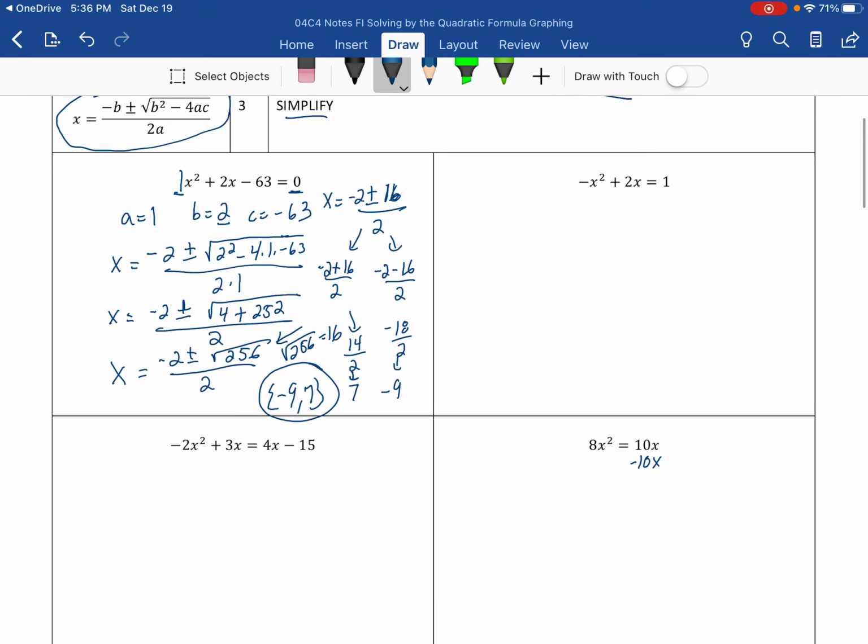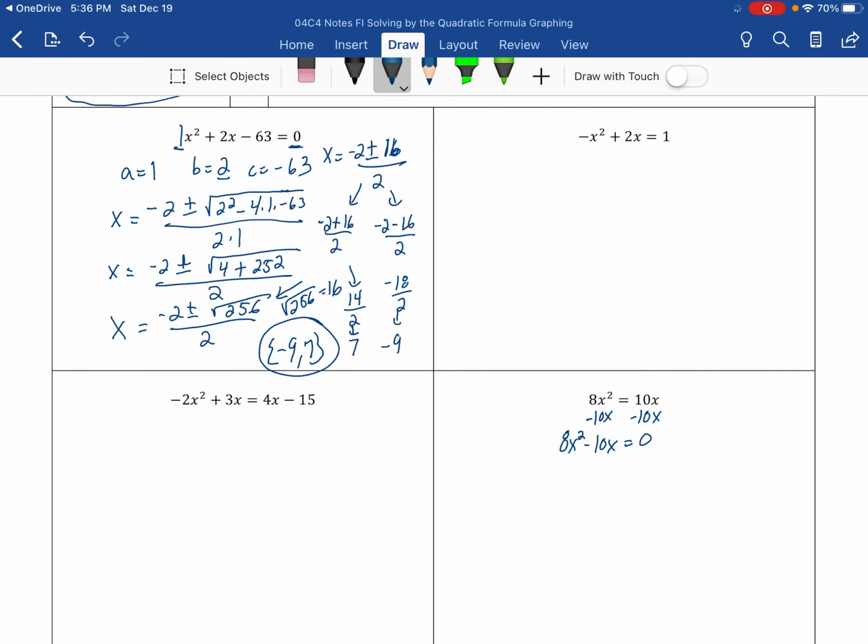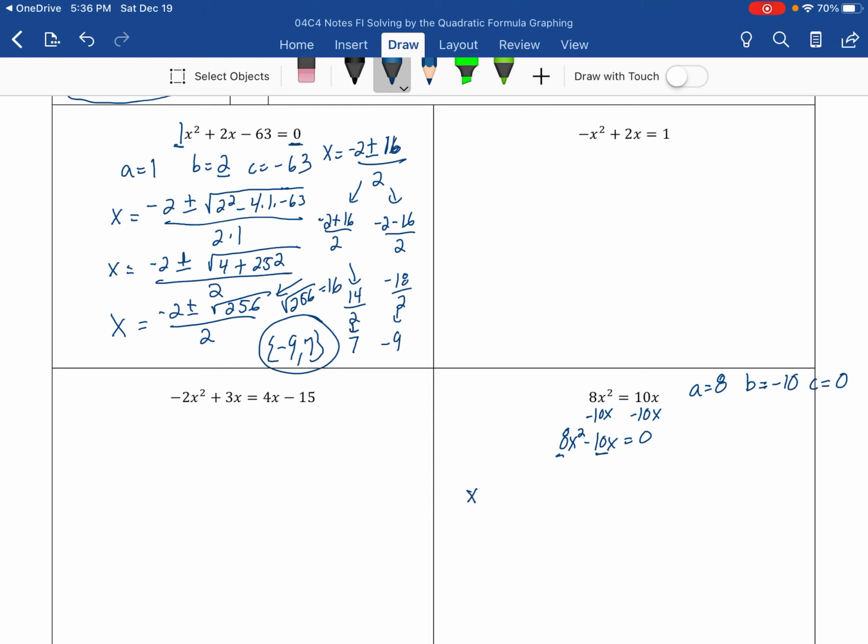So the first thing here is you have to set it equal to 0, much like if you're solving by factoring. That's the secret. This is 8x squared minus 10x is equal to 0. Now, I know that we could easily factor to solve this one, and that would probably be easier. That would be my preferred method. But I just want to remind you that for a problem like this, I want you to be able to identify your a and b term. In this case, a is 8, and b is negative 10. C is actually equal to 0 because there's no c term.